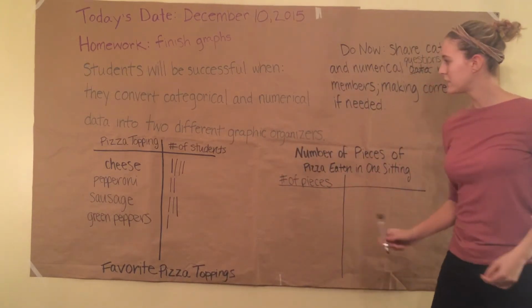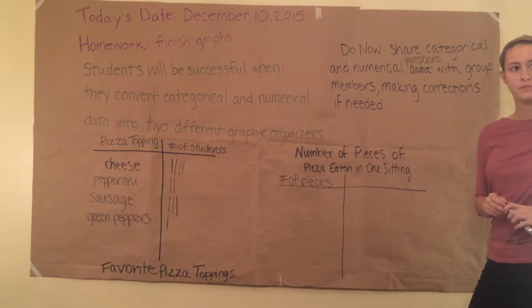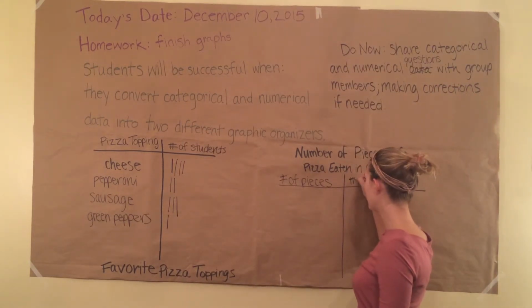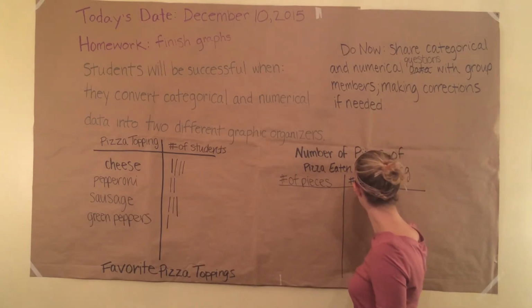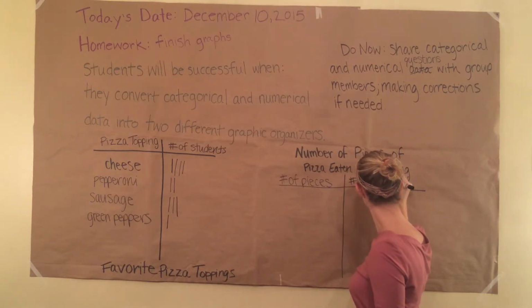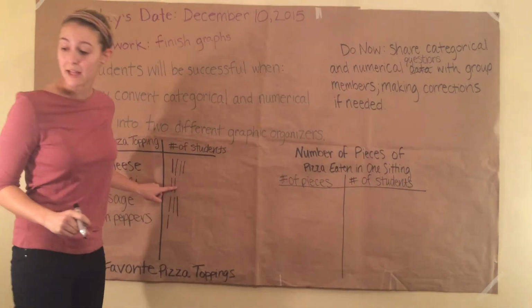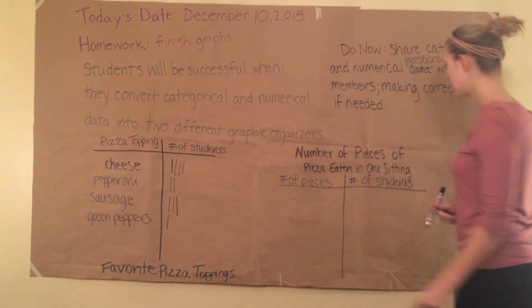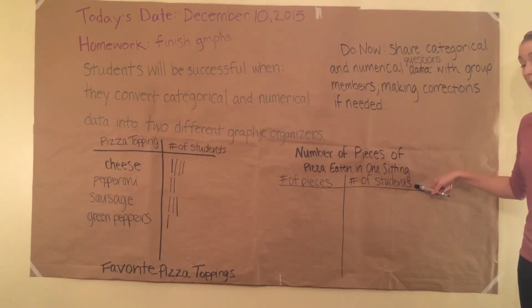And this side, we can kind of cheat and look at this side. What do we label that right side of our chart? Number of students, very good. And what are those marks called that we're keeping track with on our right side? Tally marks, very good. Please make sure you're following along. We have a few more tally marks to catch up with. All right, so we have our title finished and we have our labels.